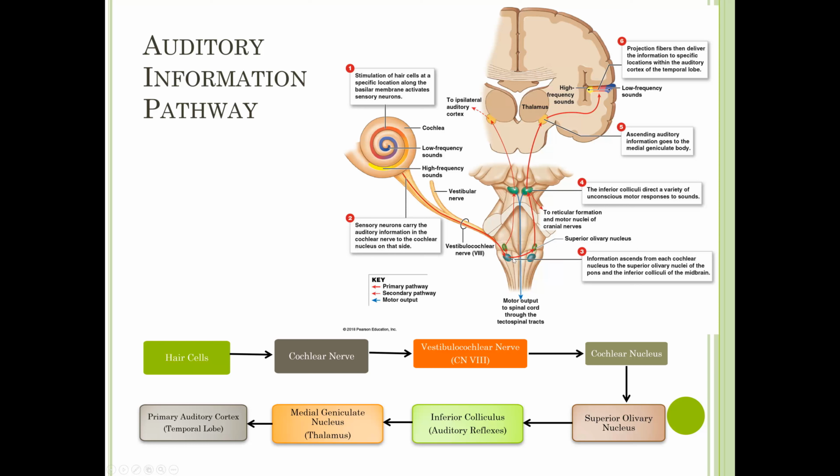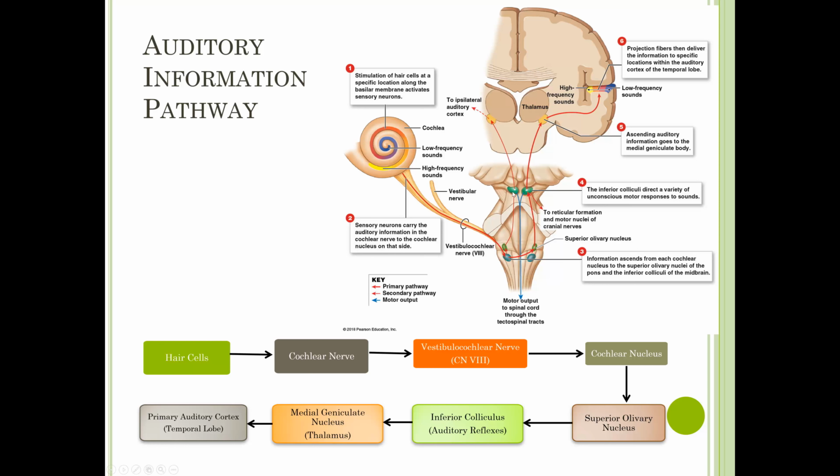within the medulla oblongata. And then from the cochlear nucleus, it's going to go upwards to an area called the superior olivary nucleus. Then it's going to travel up to the inferior colliculus, where we're going to have our auditory reflexive actions take place. So remember, the inferior colliculus controls auditory reflexes.